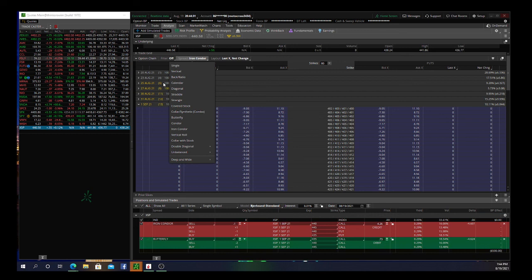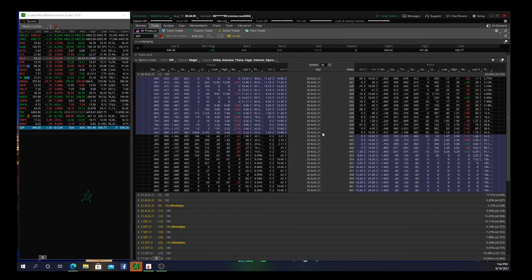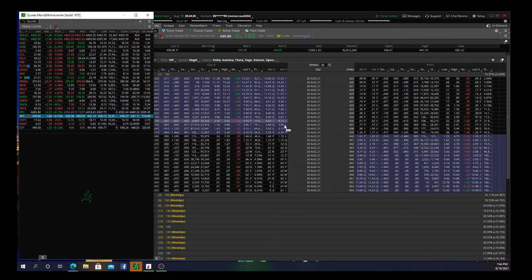A real basic one here is a straddle. I'll show you one real quick. You guys may or may not even know what this is. A straddle, let's go with XSP. We're at the money. I'm going to use SPY because there are a little better options, a little more liquidity to that.